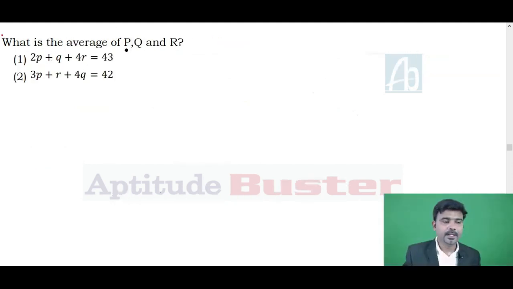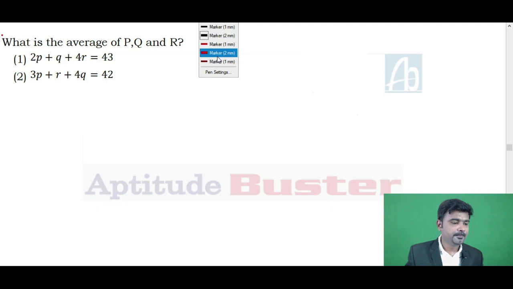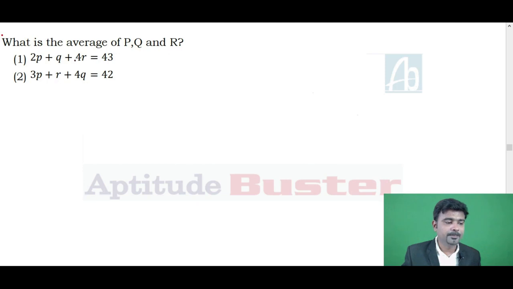What's the average of P, Q and R? The first statement says 2P plus Q plus 4R equal to 43. The next one, 3P plus R plus 4Q is equal to 42. Read the first statement. 2P plus Q plus 4R equal to 43. Can you find the average of P, Q and R? No, the first statement is not sufficient to find out.